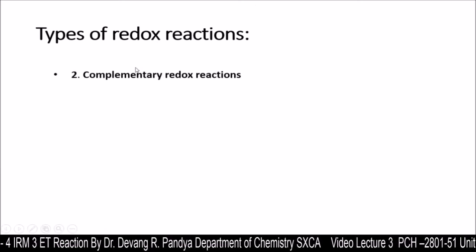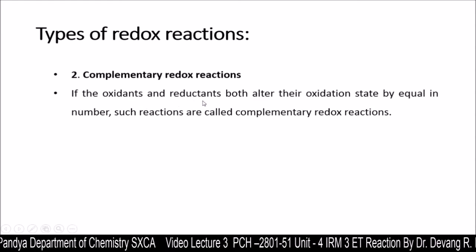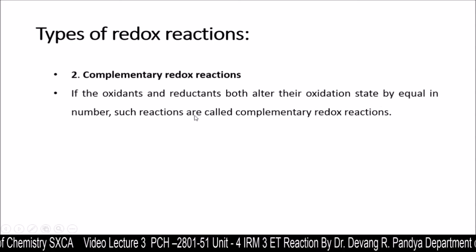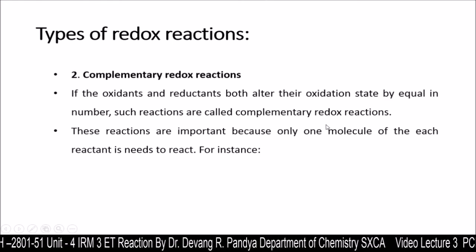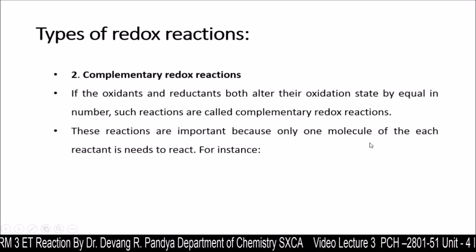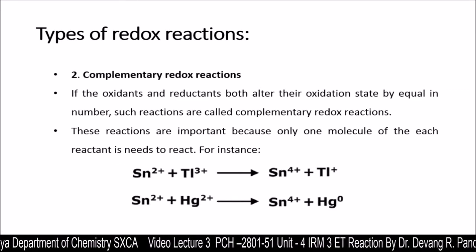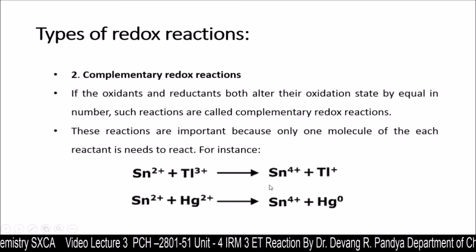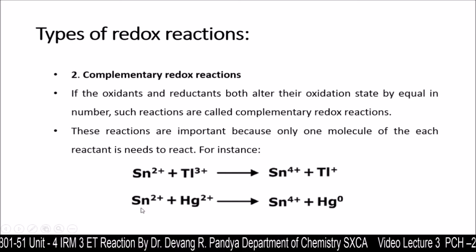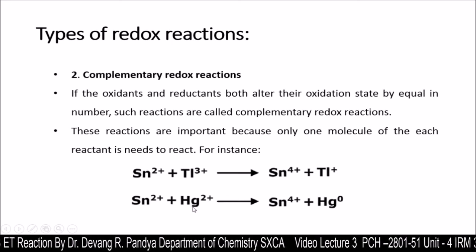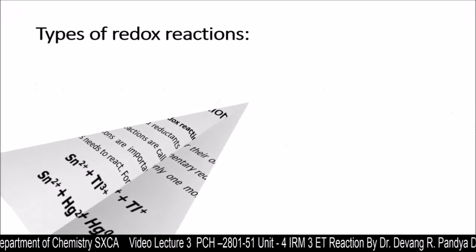Complementary redox reactions are another type. If the oxidant and reductant both alter their oxidation state by an equal number, such reactions are called complementary redox reactions. These reactions are important because only one molecule of each reactant is needed to react. For instance, we have stannous Sn plus 2 and Tl plus 3. Tl plus 3 is converted into plus 1 in a pair effect, and this Sn plus 2 is converted into Sn plus 4 with this mercury 2. So that is a two electron or two equivalent, complementary redox reaction.